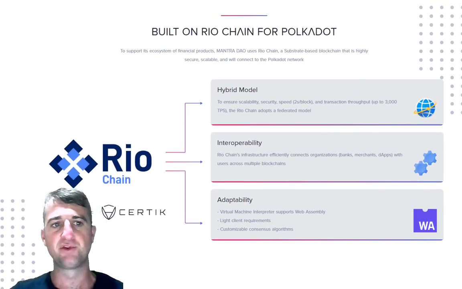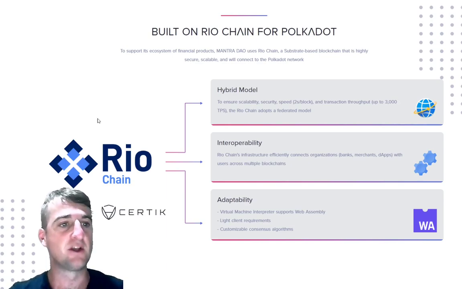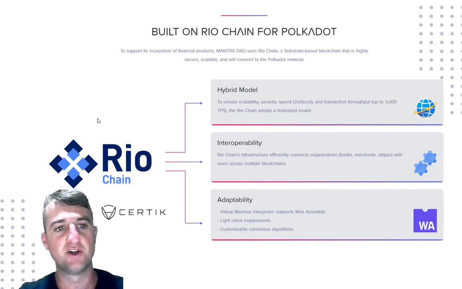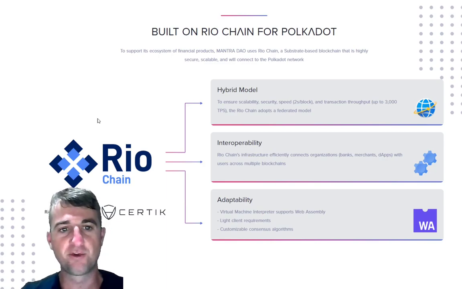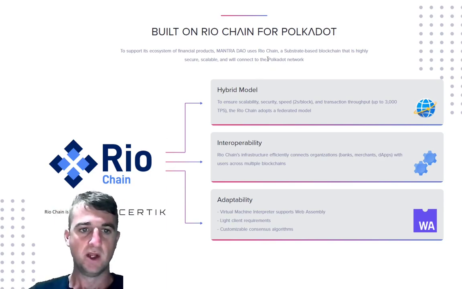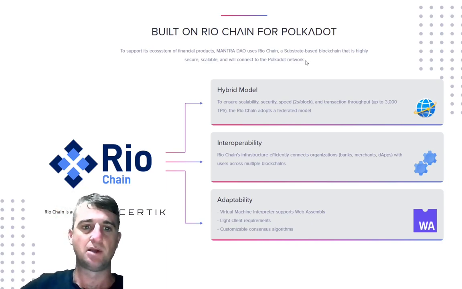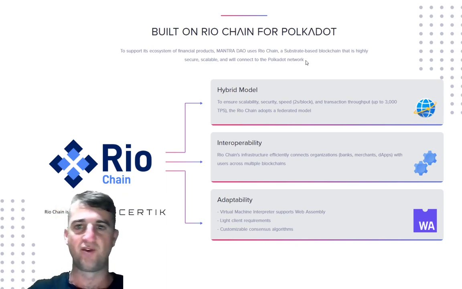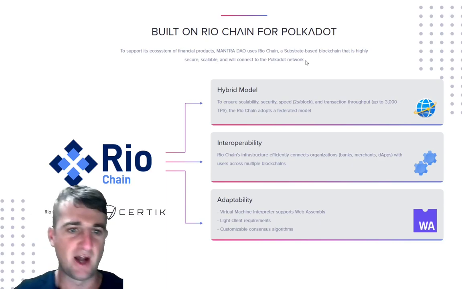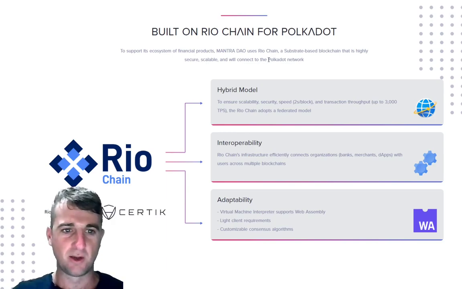So it is also built on the Rio chain for Polkadot. To support its ecosystem of financial products, Mantra DAO uses the Rio chain, a Substrate-based blockchain that is highly secure, scalable, and will connect to the Polkadot network. That's what we want. We want everything to connect to Polkadot. I do think, in my opinion, that it is going to be the next Ethereum. It's going to eventually push it out of that second or third spot, wherever it is now. And I know it's a long way off, but I do think it will come.